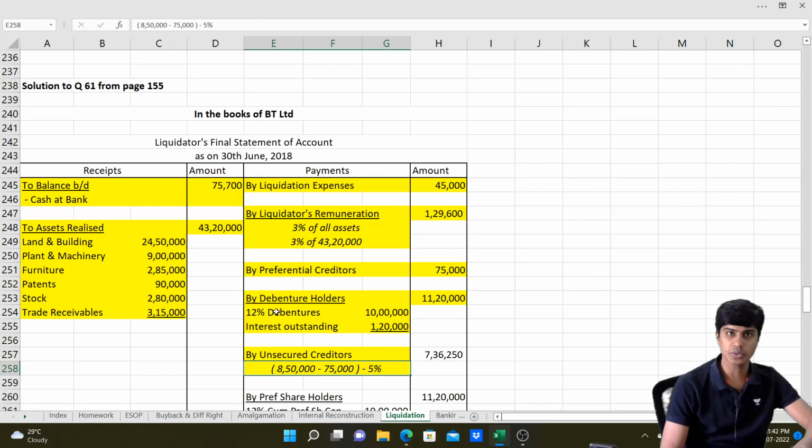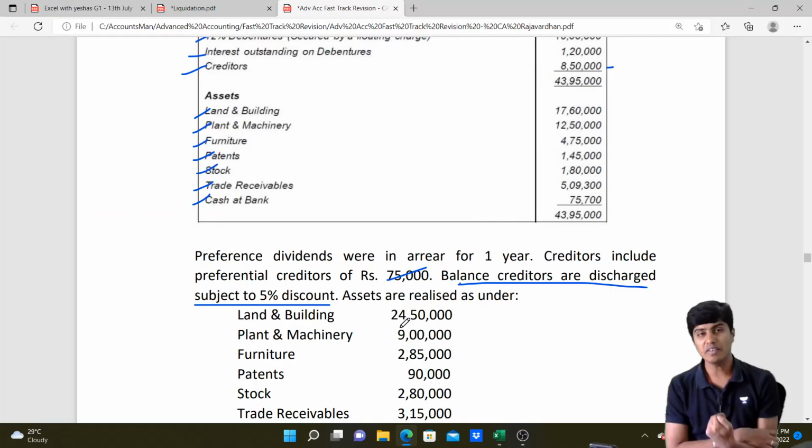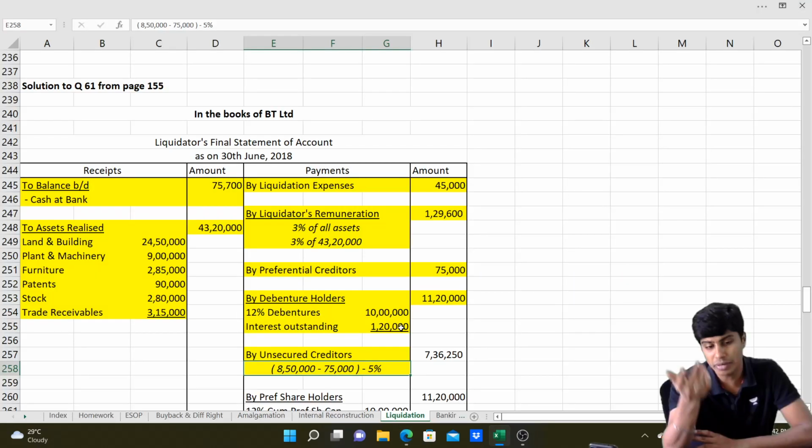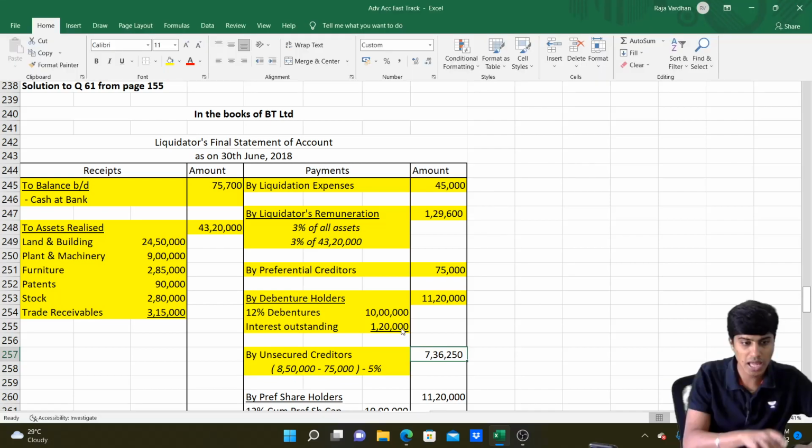On this 7 lakh 75,000 we apply a 5% discount, because it is mentioned in the question that the balance creditors are discharged subject to a 5% discount. So after the 5% discount, only the balance is paid to creditors. Either I multiply by 95% or I do minus 5%. What I get is 7 lakh 36,250, and this is the amount that we have paid to our unsecured creditors.